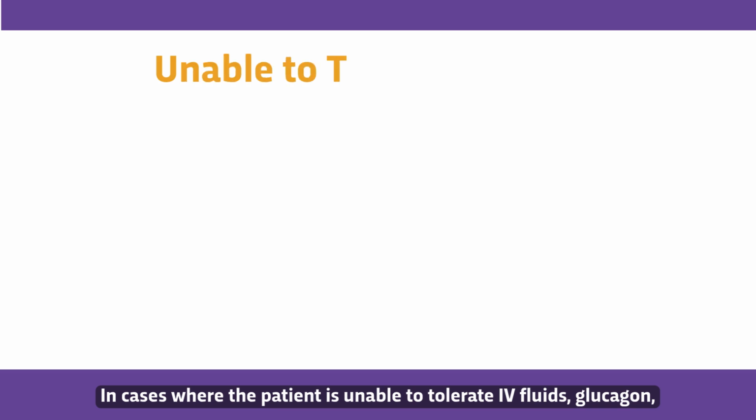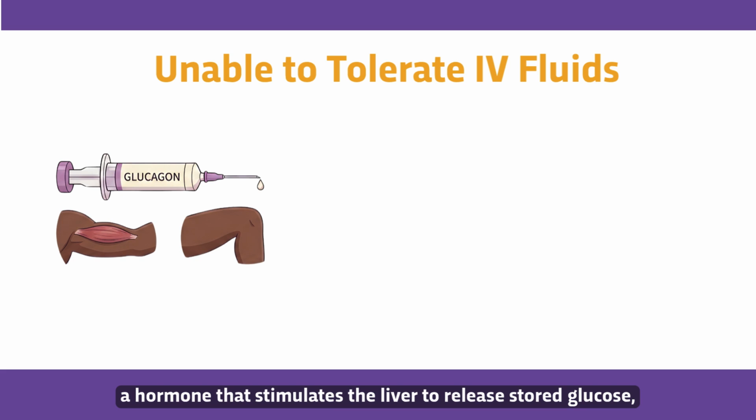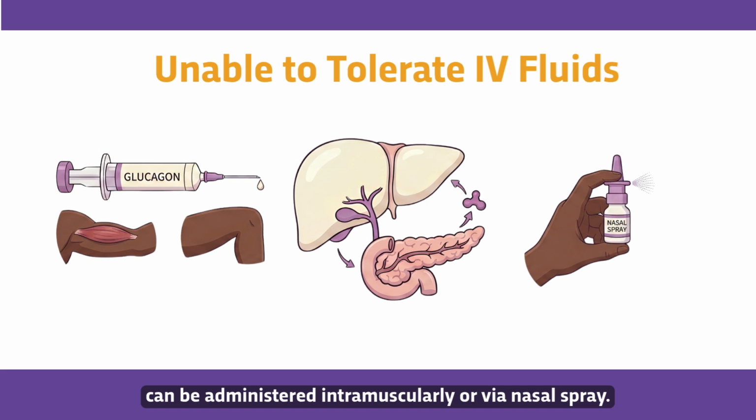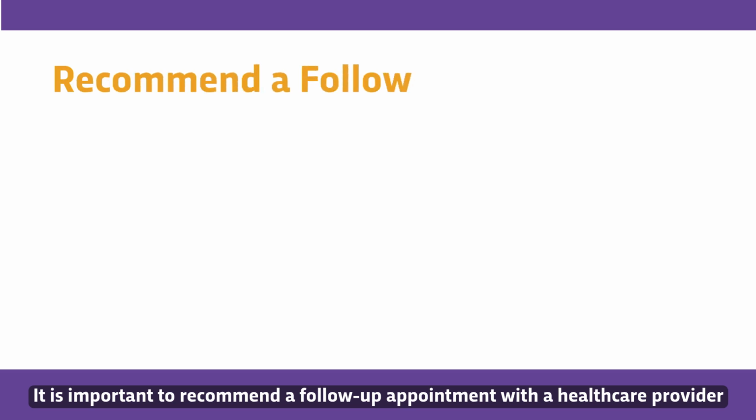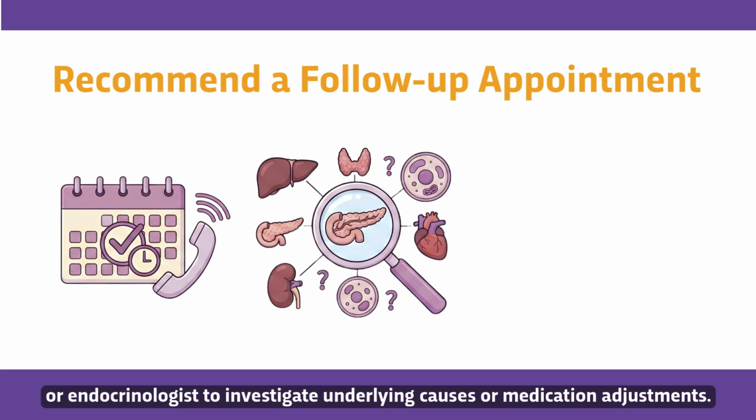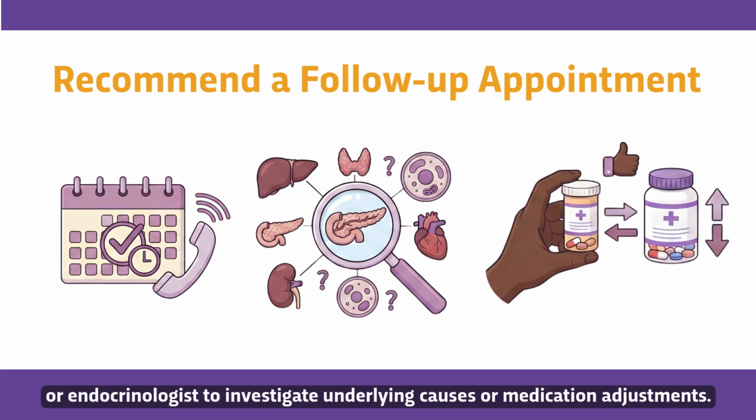In cases where the patient is unable to tolerate IV fluids, glucagon, a hormone that stimulates the liver to release stored glucose, can be administered intramuscularly or via nasal spray. It is important to recommend a follow-up appointment with a healthcare provider or endocrinologist to investigate underlying causes or medication adjustments.